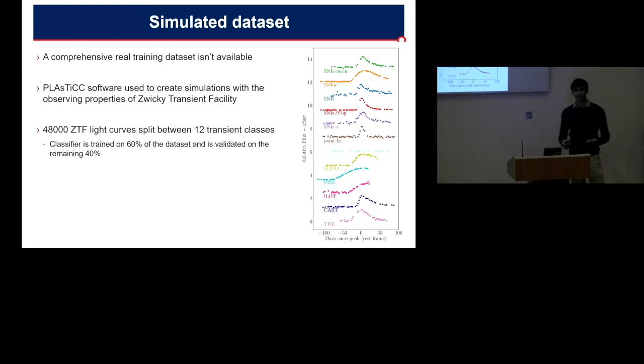And they produced this for LSST, but we've repurposed this software and re-simulated it for the observing conditions of the Zwicky Transient Facility, where we've matched the cadence properties, the seeing, the atmosphere conditions of the telescope at Palomar. And what we can do is simulate 12 different transient models, all the way from a range of different supernova events, all the way down to tidal disruption events and different types of kilonova as well. Overall, we simulate 48,000 light curves, and we split these between our 12 different classes.